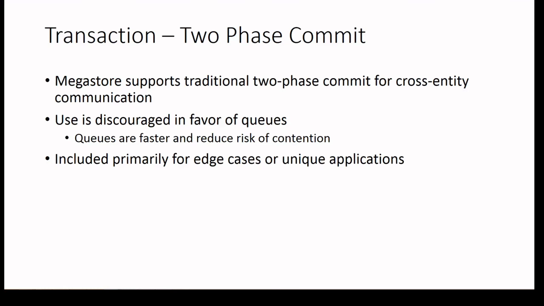You can't really contend for a queue because if the sender or the receiver is full, it just gets put in the sending or receiving queue. But two-phase commit is something that Megastore supports. According to Megastore, it's included primarily for unique applications for which the queues are not appropriate. They didn't give an example of what, so apparently that's for really exceptional or really unique cases.